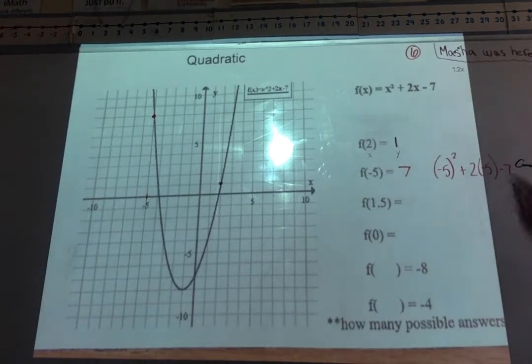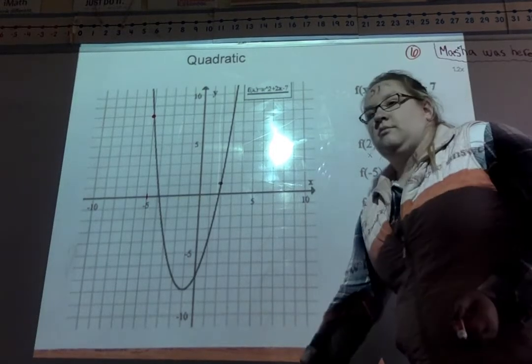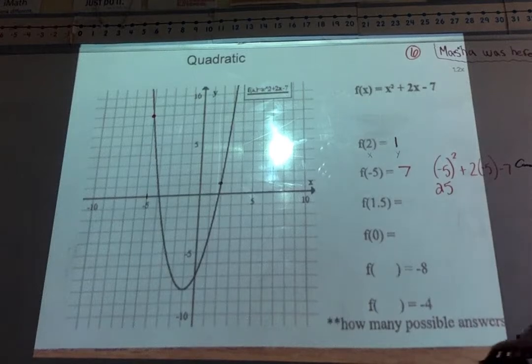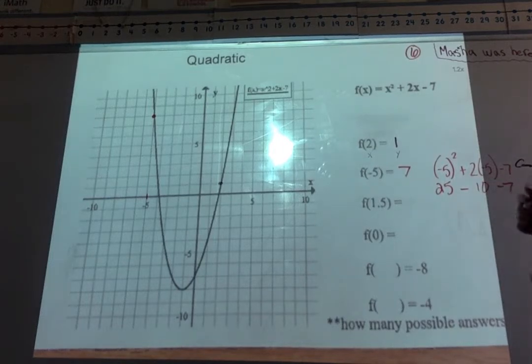Okay. Alright, so -5 squared gives me 25. Plus, what's 2 times -5? 10. Positive or negative? Negative. Minus 10, and then minus 7. You can write the equation if you want, you don't have to. What's 25 minus 10? 15. What's 15 minus 7?